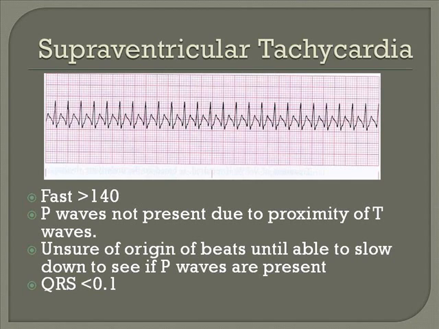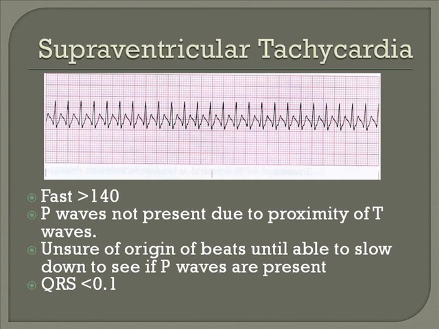The other main characteristic of this is that the QRS complexes are so close together that the T waves obscure any possible P waves that might be there. We don't know where above the ventricles it is coming from. It could be coming from the AV node, the atria, or even the sinus node. And the issue is we won't know until we get it slowed down enough to see what is happening between the T wave and the next QRS complex.